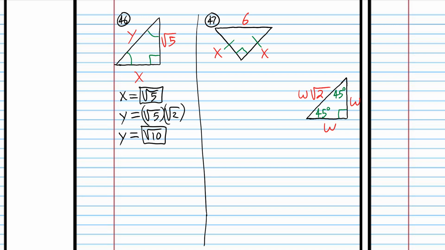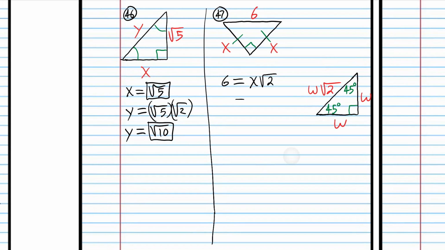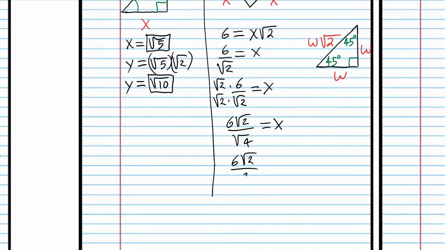All right, we're back. So the hypotenuse is 6. But based on this information, we know that the hypotenuse must be equal to the length of the side opposite 45 degrees times root 2. So the length of the side opposite 45 degrees is x, and so x times root 2 must be equal to the hypotenuse. So now if we divide both sides by root 2, we can solve for x, and we want to now rationalize the denominator, so we're going to multiply both sides by root 2, and we get 6 root 2 over root 4. And root 4 is just 2. And 6 divided by 2 is 3, so we have 3 root 2. So if you got that answer, good job.